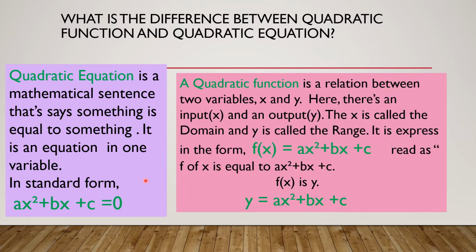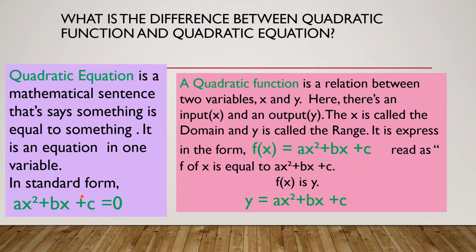While a quadratic function is a relation between two variables, x and y. Here, there is an input x and an output y. The x is called the domain and y is called the range. It is expressed in the form f of x is equal to ax squared plus bx plus c, wherein f of x is actually y. So we can change f of x to y. So y is equal to ax squared plus bx plus c, at ito ay magkapareho lang.